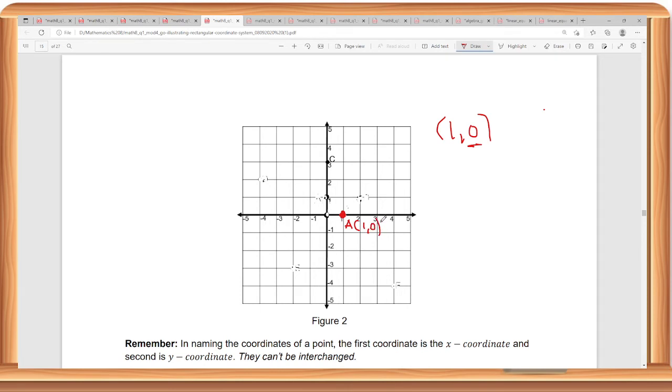Once again, if your y coordinate is 0, that means the point is along the x axis.